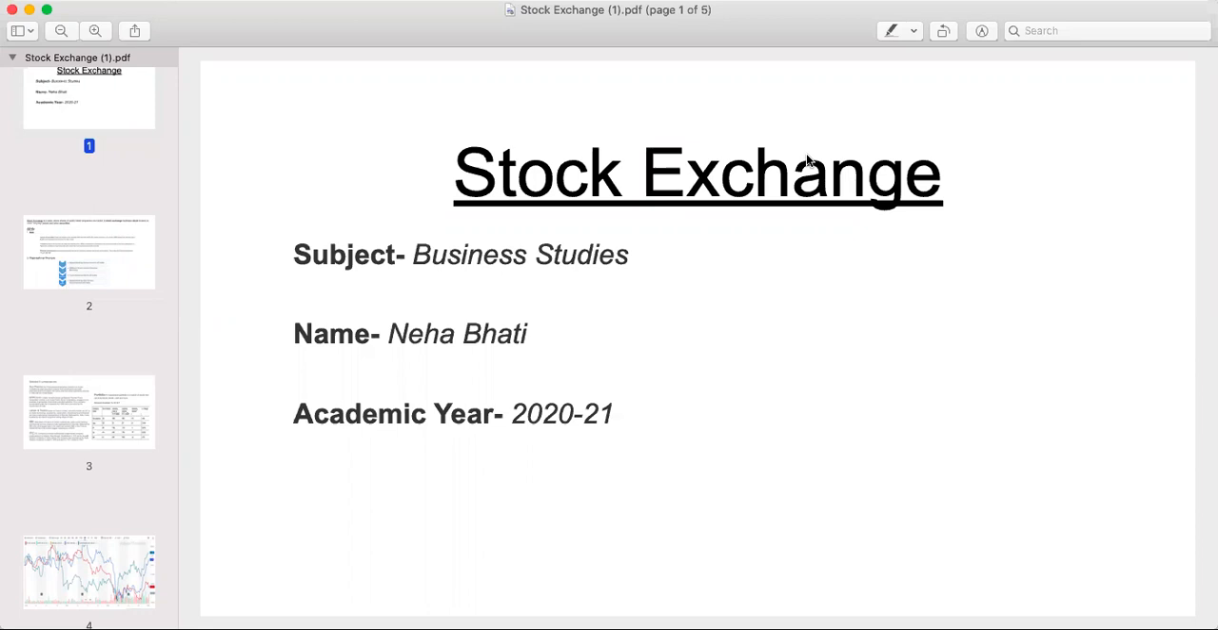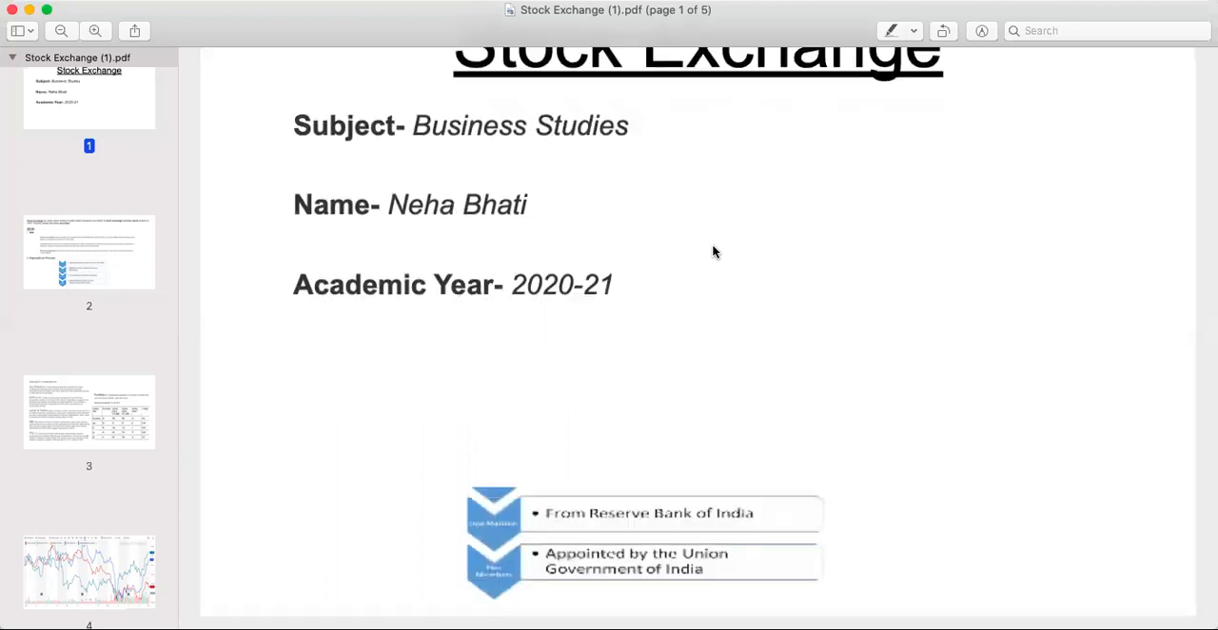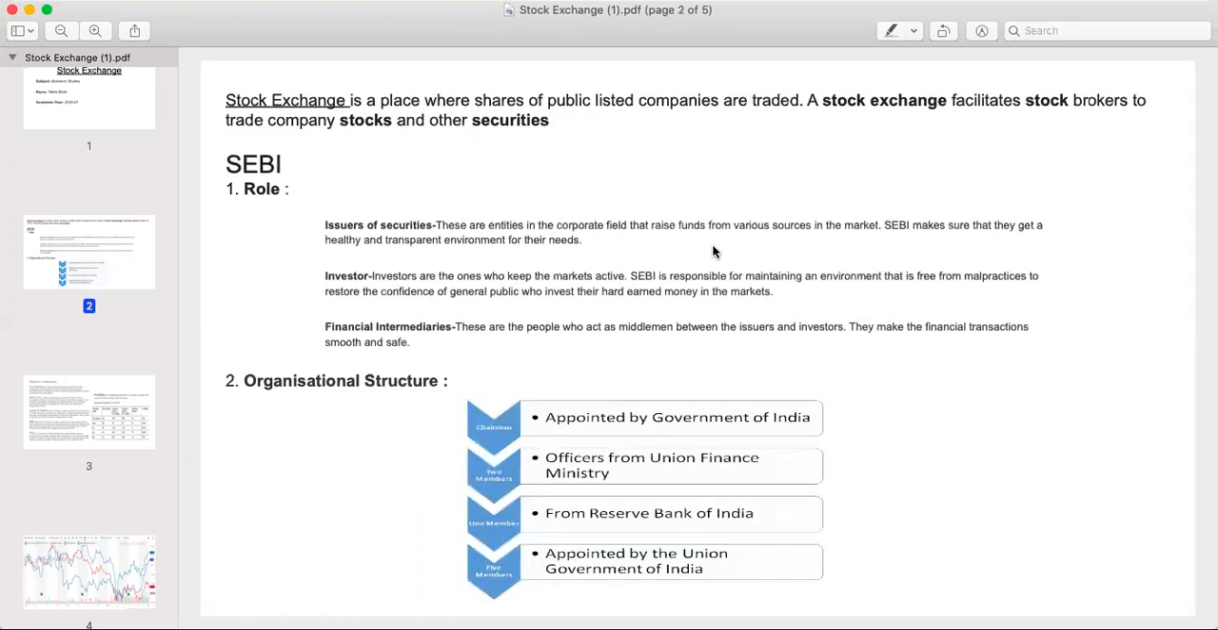Like, say, in business studies, you will have two big chapters which are on finance. And in accounts, you will have two complete books which are on company accounting and shares and debentures. So if you have a basic idea of the mechanism of stock exchange, then learning those chapters and understanding those concepts would just become easier. So without any further ado, let me tell you what I did in my project.